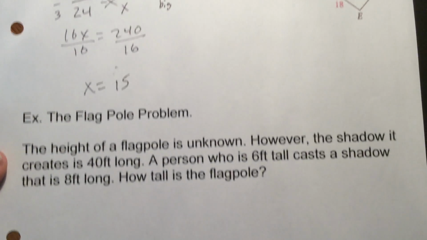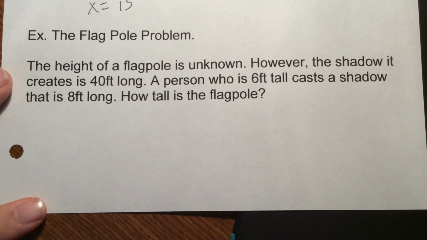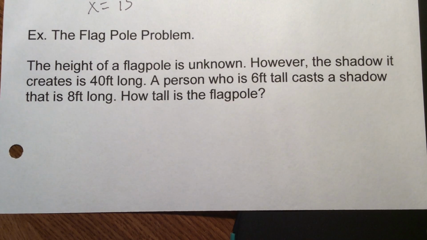So, last thing here, this is a more well-known problem in the math community, the flagpole problem. So the height of a flagpole is unknown. However, the shadow it creates is 40 feet long. A person who is 6 foot tall casts a shadow that is 8 foot long. How tall is the flagpole? So what this is really representing is ways that we can measure things that we can't just walk up and hold the measuring stick to. What are some other ways we could do it and still get that measurement without having to try and find some way to climb up there and get that all measured?